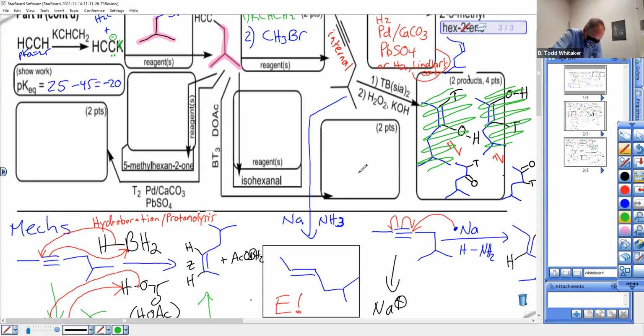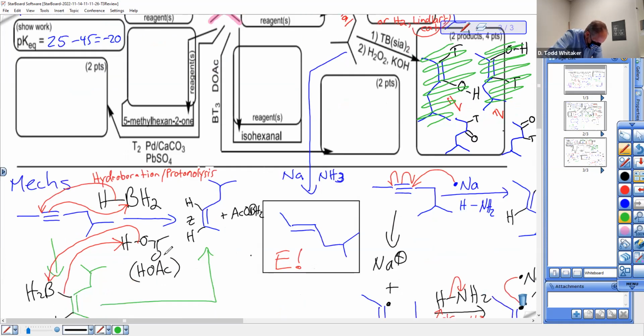This guy comes from, wow, this is weird. It comes from over here. Well, good. It's a BT3 this time. That's the same idea as TB-SIA2. And this is the same idea as DOAC is the same as HOAC. HOAC with BH3, that's the reaction. It's got an isotope replacing H here and a different isotope replacing H here, but these are the two chemicals, right? Yeah.